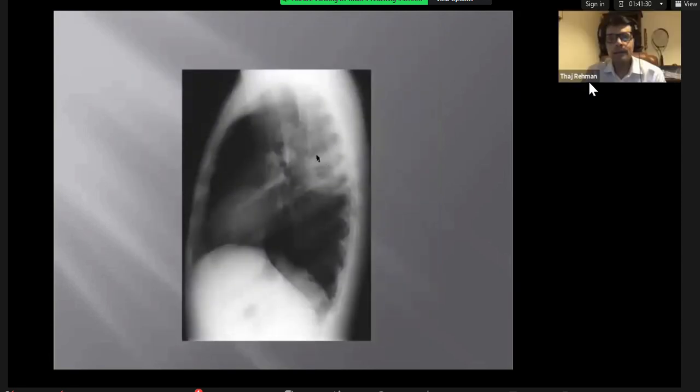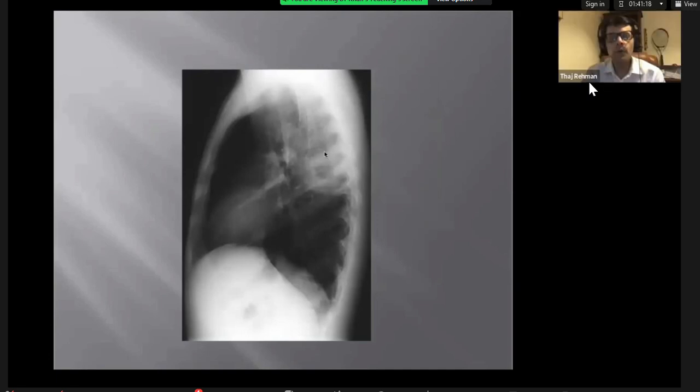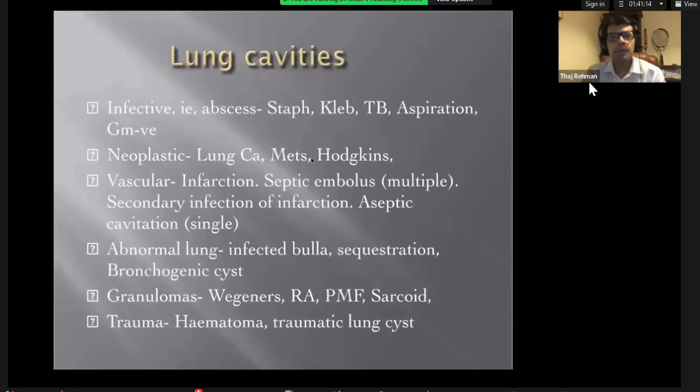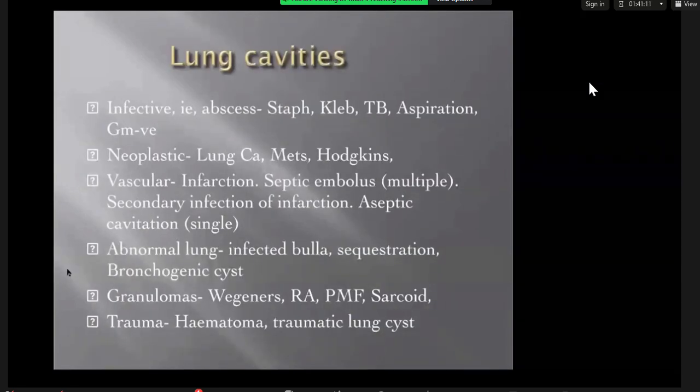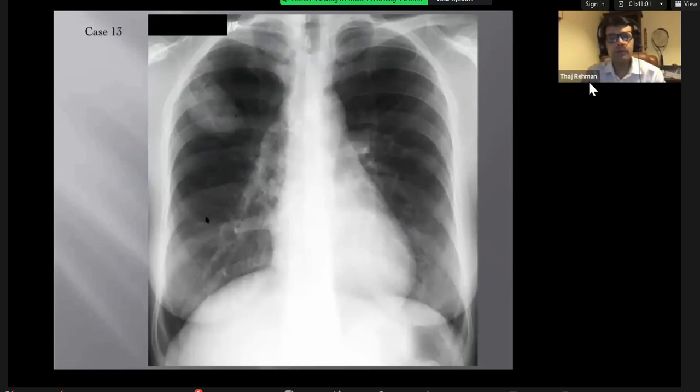That's a lateral X-ray showing where will be the location of this abnormality? So it would be the apical segment of the right lower lobe. Yeah, apical segment of the lower lobe or posterior basal segment of the right upper lobe. Okay. So broad differentials again: infection, neoplastic, vascular, abnormal lung, granuloma, trauma, very broad. I think we'll skip through that fast because we are a bit short of time.